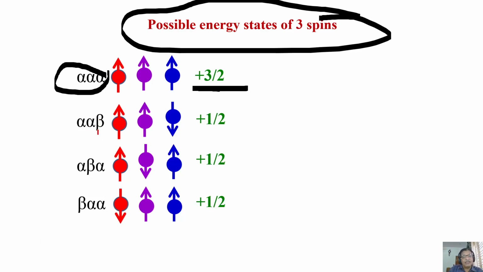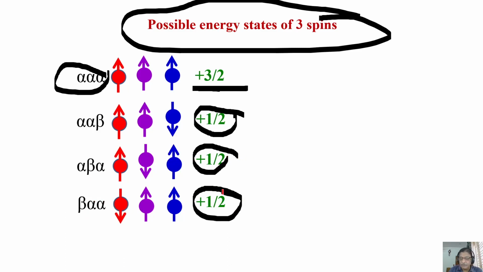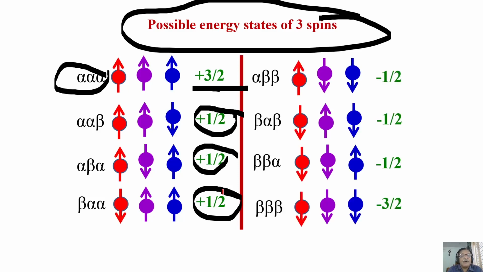Now consider the situation. This is alpha, this is alpha, this is beta. Then what happens? 2 plus half and 1 minus half, you will get plus half. Consider this possibility: alpha, beta, alpha. That is plus half, minus half, plus half. Again you have plus half. In this case, beta, alpha, alpha, that is minus half, plus half, plus half, we get plus half. Okay. Now go to the other possible states.